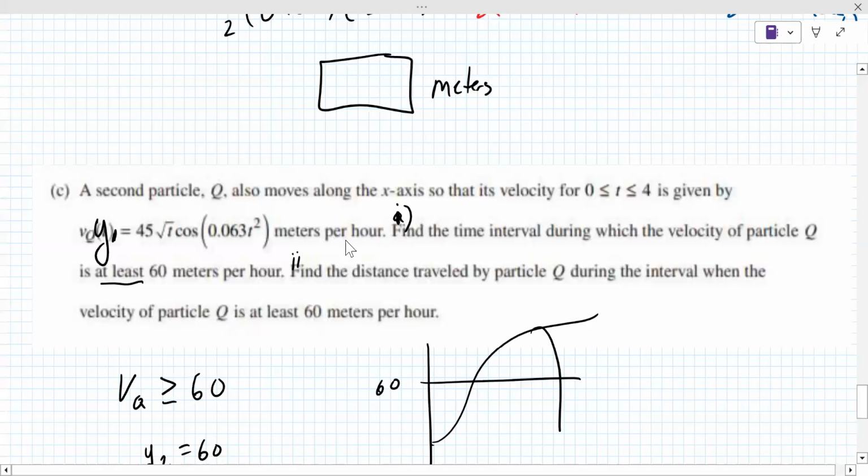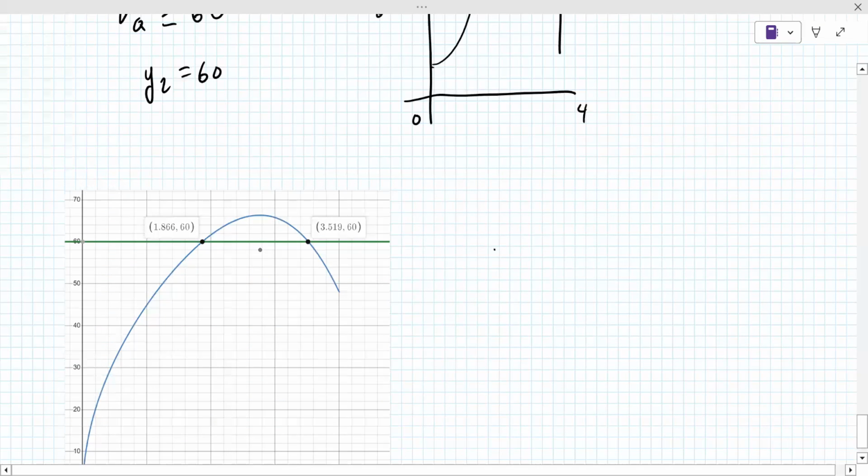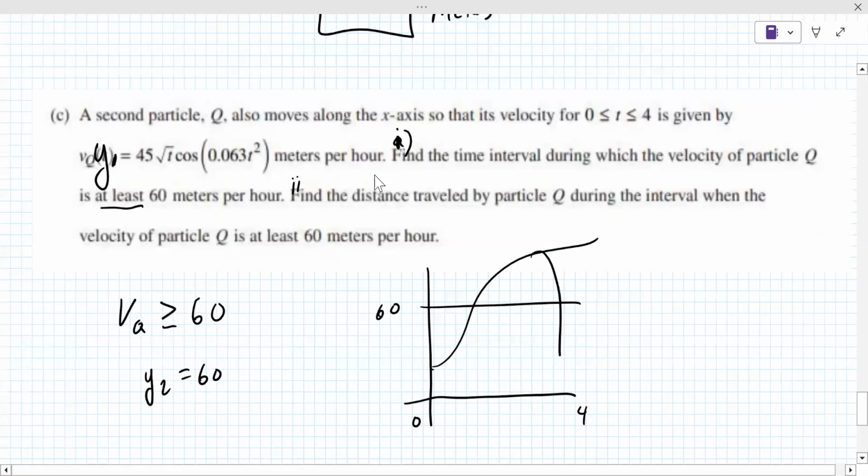That's the time interval. Somehow you'd want to indicate that time 1.866 ≤ t ≤ 3.519, like that. The second part is to determine the total distance traveled by the particle during the interval when the velocity is at least 60 meters per hour.